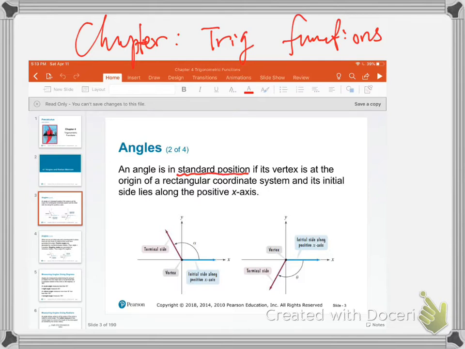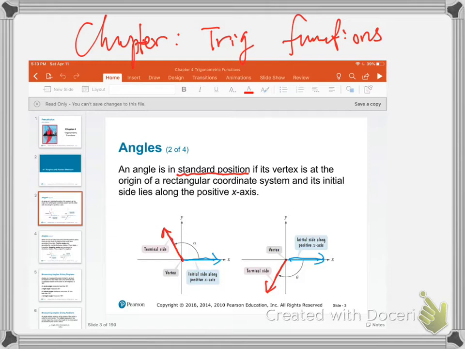So we put the initial side on the x-axis. This is the blue line, the initial side. And then there is a terminal side. I'm going to use the red color for the terminal side. So it's a rotation from the initial side to the terminal side.